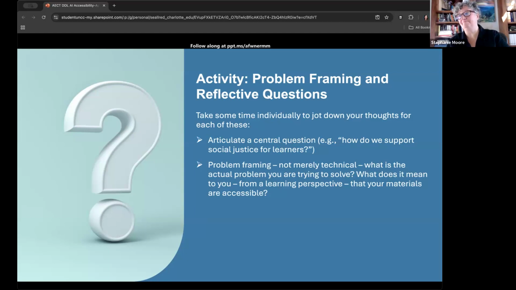And then for problem framing, not merely technical, but what is the actual problem that you're trying to solve? Like we asked you to come today with some specific things in mind. And I'd like you to pause to frame that problem that you're working on. What is it that you're trying to work on right now in your work? And how can you frame accessibility into that particular problem? In particular, accessibility as a learning problem, not just a technical or a legal.